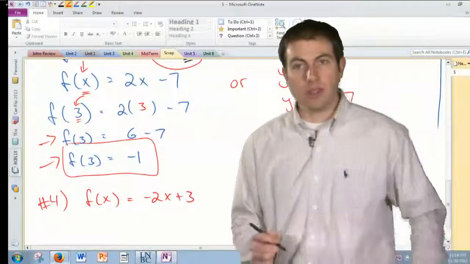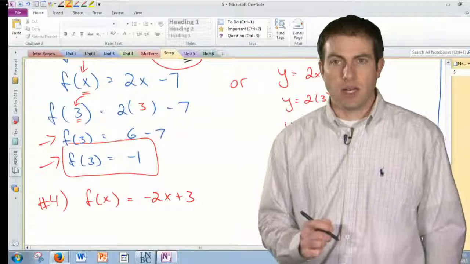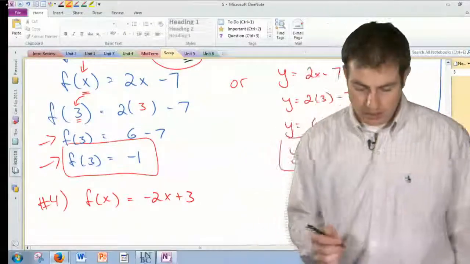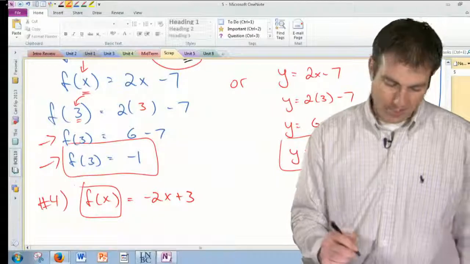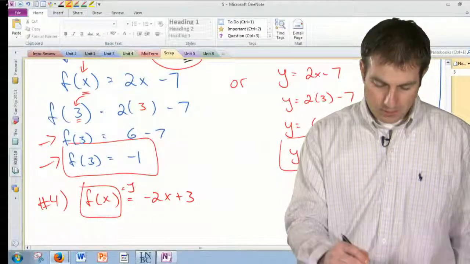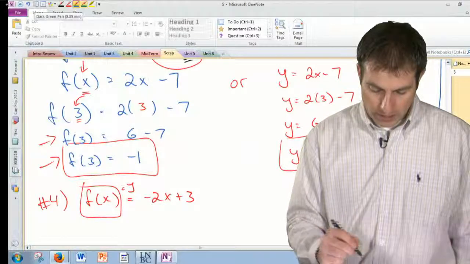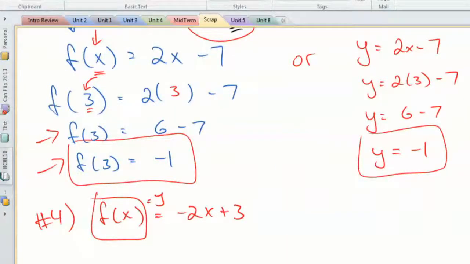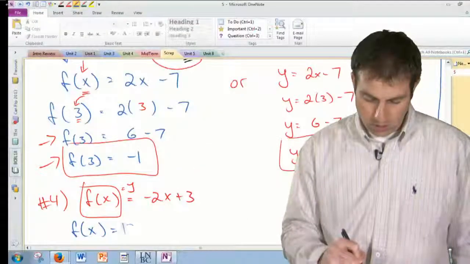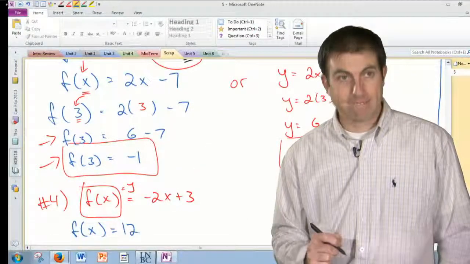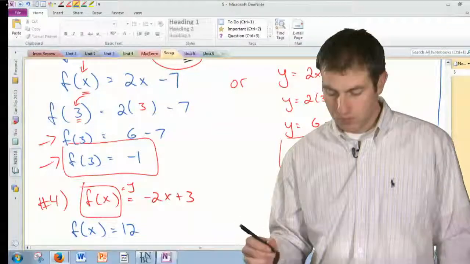All right, so what these types of questions are saying is, okay, f of x is kind of like y, same thing. So let's let y equal, try to pick something that's going to work out nicely. 8, 9, 10, 12. Let's go with 12. They're saying f of x is equal to 12. So the function is equal to 12.